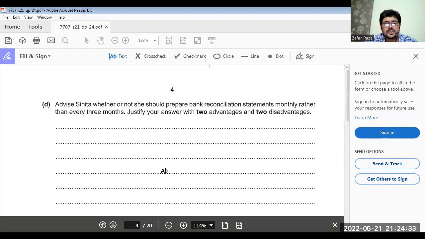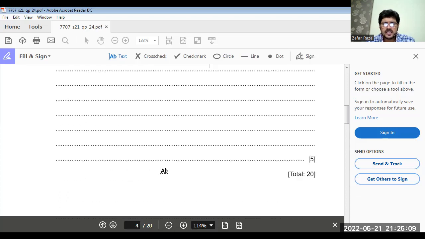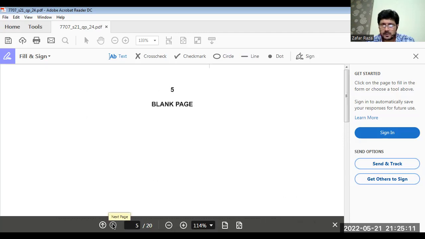Advise Sunita whether or not she should prepare bank reconciliation statement monthly rather than every 3 months. Justify with two advantages. Yes, of course, if she prepares it after 3 months, that would require her to make bank reconciliation 4 times in a year. Okay, that's a burden. But on the other hand, if she prepares monthly, she will get the correct report every month about the cash at bank. So this is your advice. It's up to you.